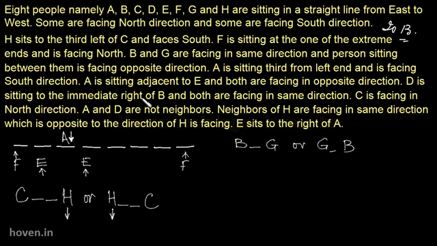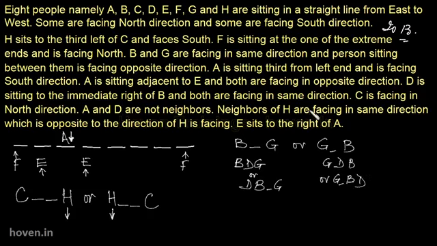D is sitting to the immediate right of B and both are facing in the same direction. Now this means that D is either like this or like this, because right of B could be this also and this also. Similarly, if this is the case, then it is G D B or G underscore B D. So it is one of these four possibilities.